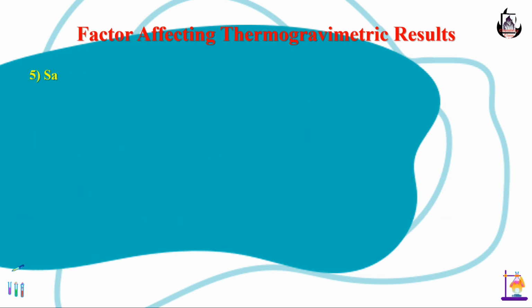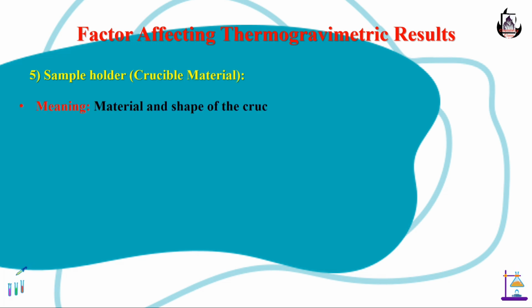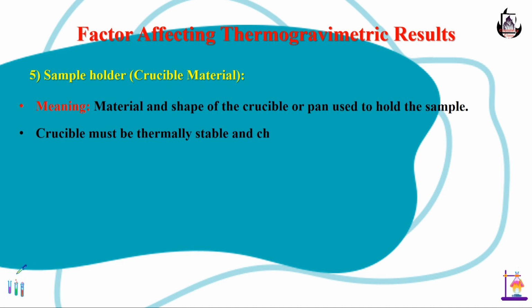The last but not the least factor is sample holder or crucible material, meaning the material and shape of the crucible or pan used to hold the sample is also important. Crucible must be thermally stable and chemically inert.